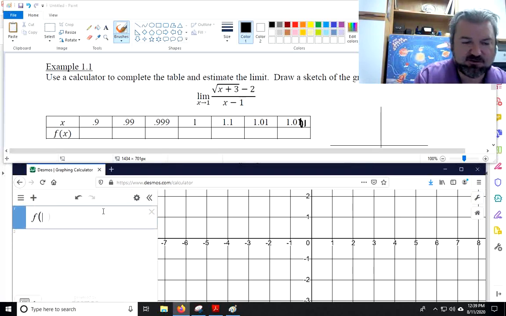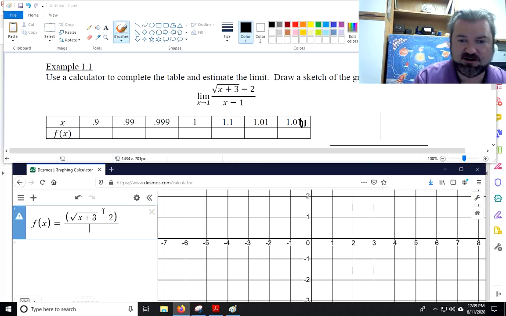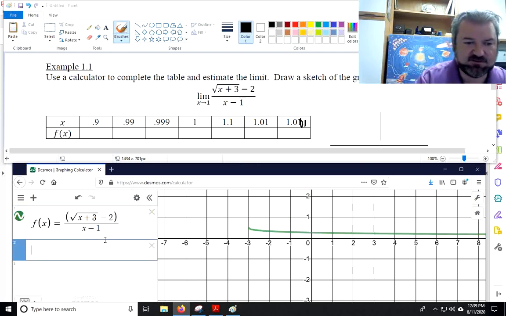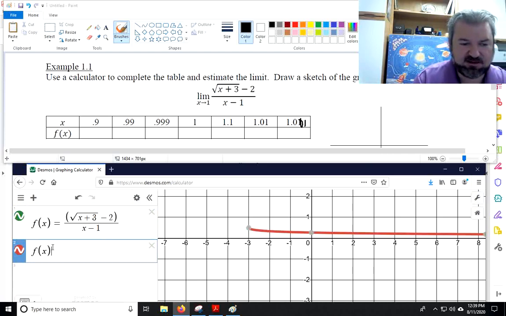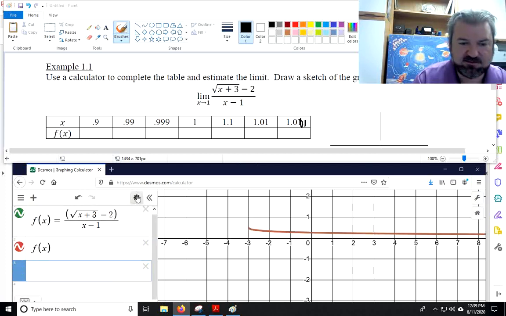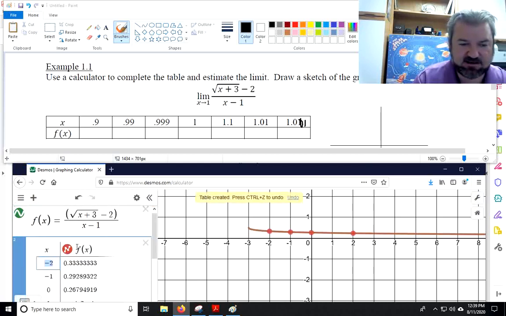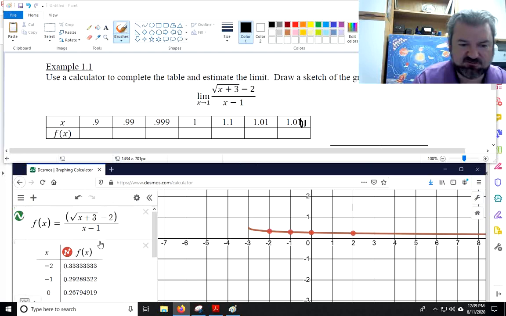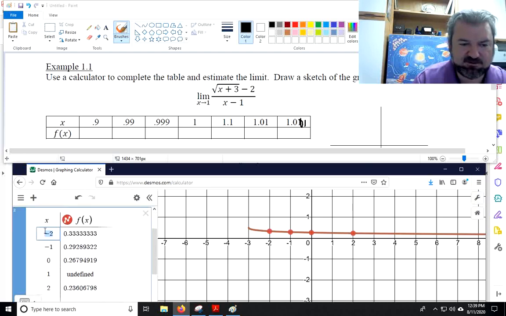All right, so I'm going to call the function f of x, which is the square root of x plus 3 minus 2 divided by x minus 1. And there's our graph. Let's take a look at a table of values. So I'll just tell it f of x again, and then if I go to settings, I can click on that, and I got a table. So now I've got a table and I've got an equation. You can always change that.